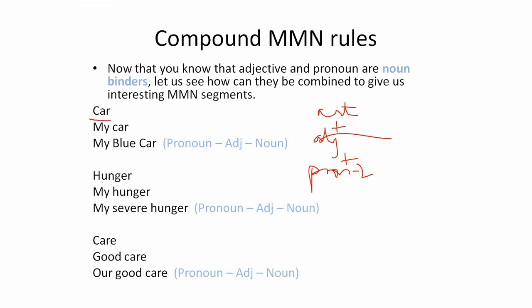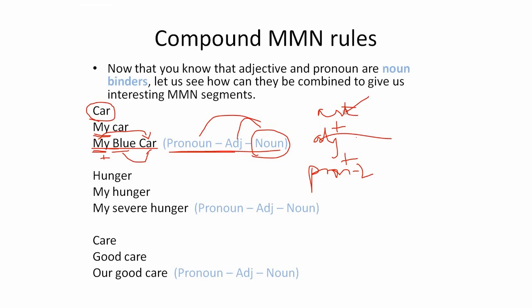So now we have a basic noun, car, which comes with the pronoun my. I'm trying to add my plus an adjective, blue, and all these still are bound to car only. But the entire segment is my blue car. My blue car is a segment. What is this segment? It's a pronoun adjective noun segment. I don't have to remember this big name. I can simply understand that yes, there is just one noun here and there could be multiple binders.